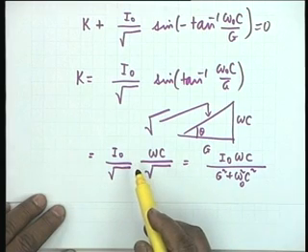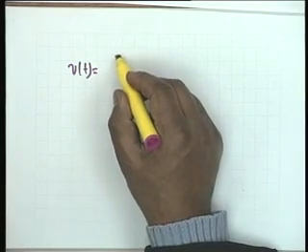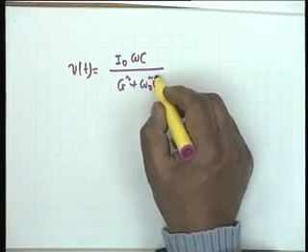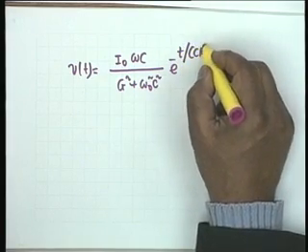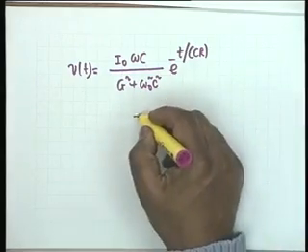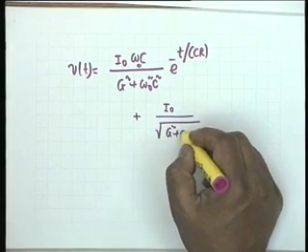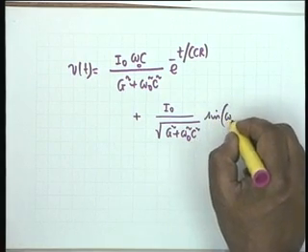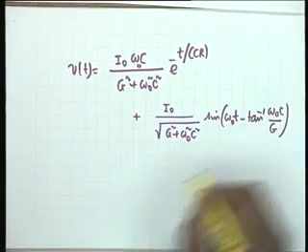Alright. Now I substitute this back in the complete solution, and the result becomes V of t is equal to I0 omega c divided by g squared plus omega naught squared c squared, e to the minus t by CR, plus I0 divided by square root of g squared plus omega naught squared c squared, sine of omega naught t minus tan inverse omega naught c divided by g. This is the total solution.